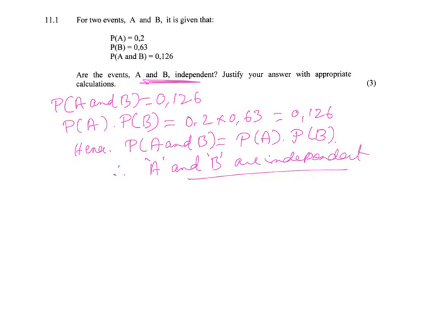So don't simply write independent. You have to justify your answer using your calculations. Don't write the equality at the beginning; to prove that they are equal, that's my opinion. First write probability of A and B as 0.126, and then calculate the product of these separately, and see if they are equal. If they are equal, you write they are equal, and then conclude they are independent. If they are not equal, you write specifically they are not equal, and then conclude they are not independent.